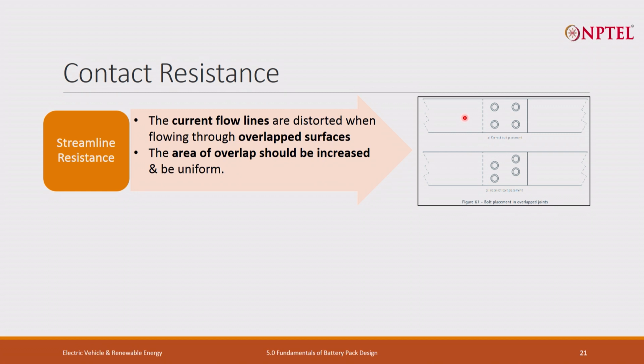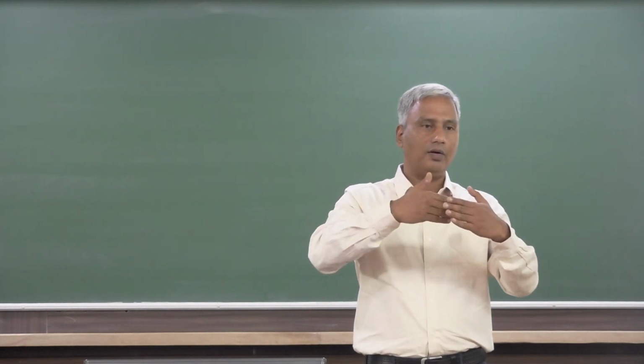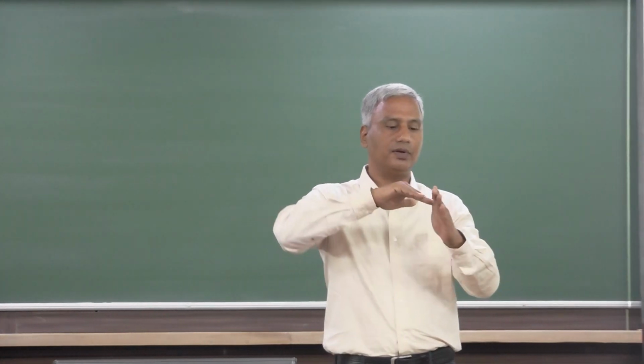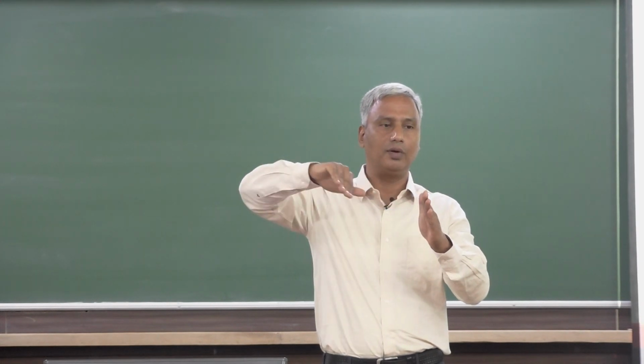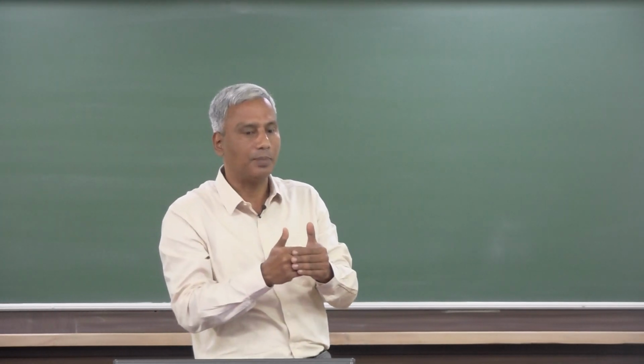When you join them, current is flowing like this. Now, this current has to come to this surface, so it will come like this and go like this. So, there is a distortion of the current path here.